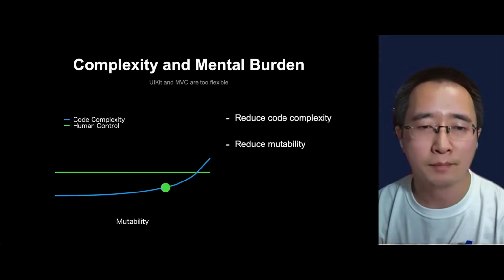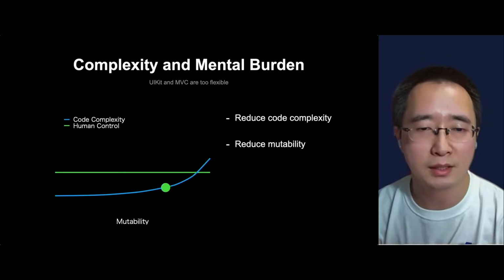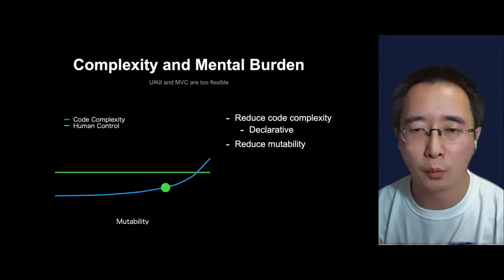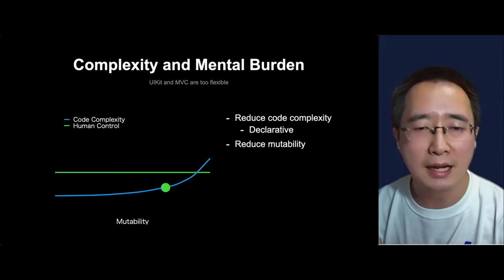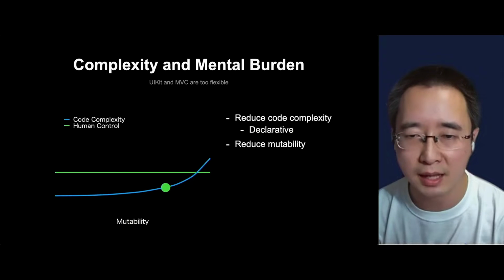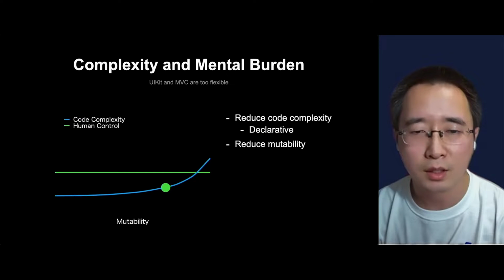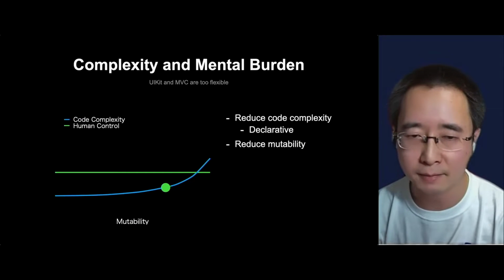So this is our goal. To reduce code complexity, we want an easier mental model. If we can just describe the result we want and let the machine determine the concrete steps to achieve that target, we can get rid of the details. That is declarative programming.